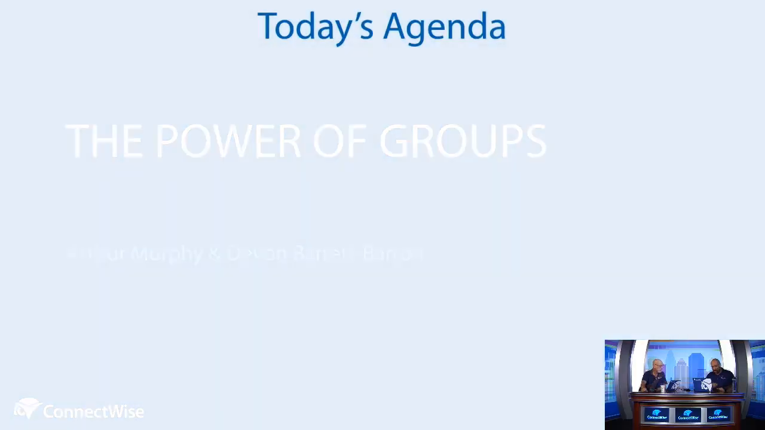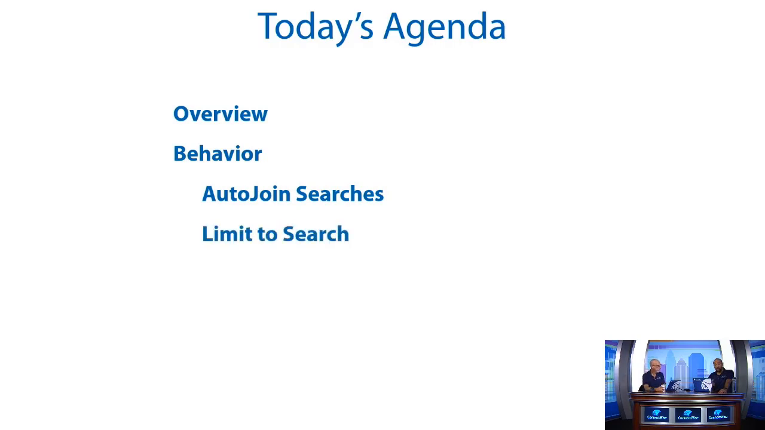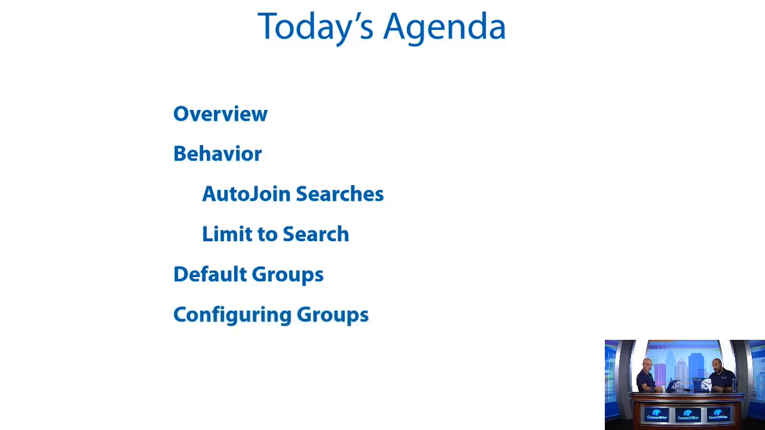Joined with the ever illustrious Mr. Moif. So on today's agenda, we're going to do a quick overview of what groups are and how you should be utilizing them. Then we're going to talk a little bit about the behavior we recommend you utilize our groups for and how they're going to best affect you. And with that, we're going to talk about the power of auto-join searches, the limit to search functionality. We're then going to talk a little bit about the default groups that you get within Automate, because there's a couple of them that you might be interested in. And then we're going to talk about how you should be configuring and managing these groups as well.